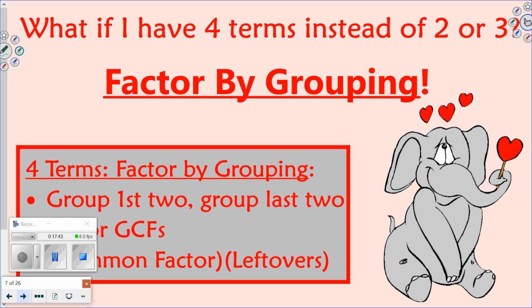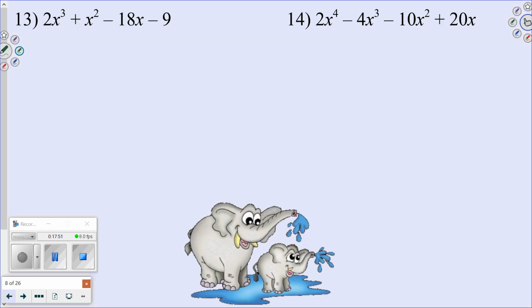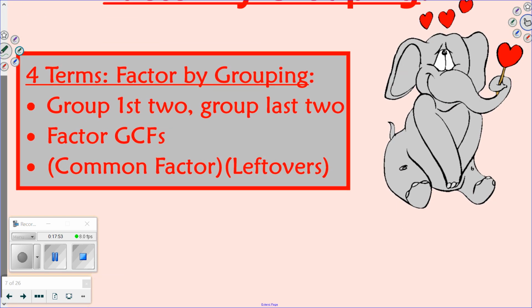The way that you factor, you turn everything into factor by grouping. So you know how to do that. All right, directions. So right on here, if there are 4 terms, it's called factor by grouping.